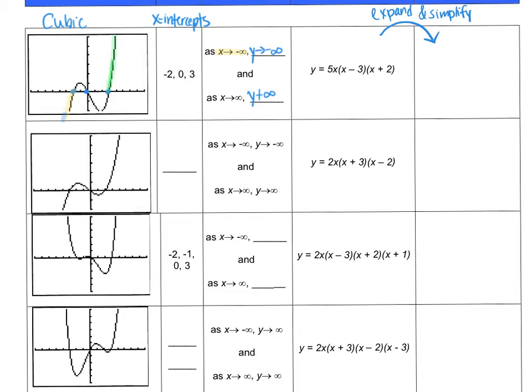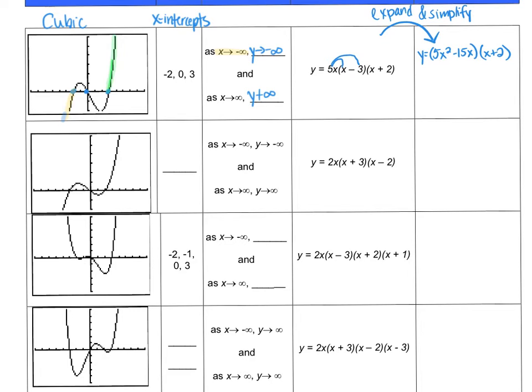So that's what we're going to do in this box. We're going to expand and simplify. We first have to distribute our 5x inside our brackets. We'll do that first, and then we'll continue expanding from there. So if we distribute that 5x into our bracket, 5x times x is going to be 5x squared, and then 5x times -3 is -15x, and then we still have that x plus 2.